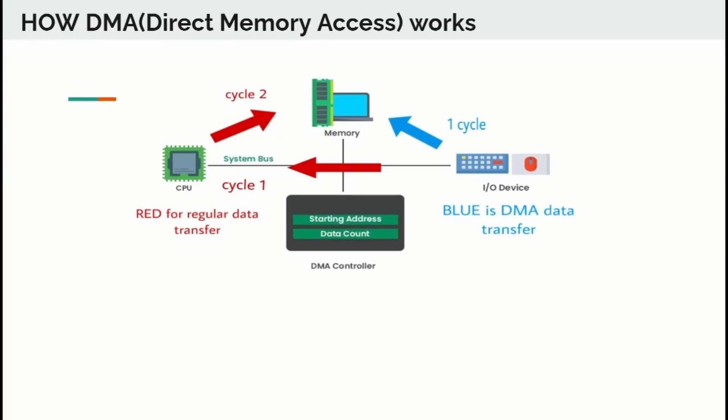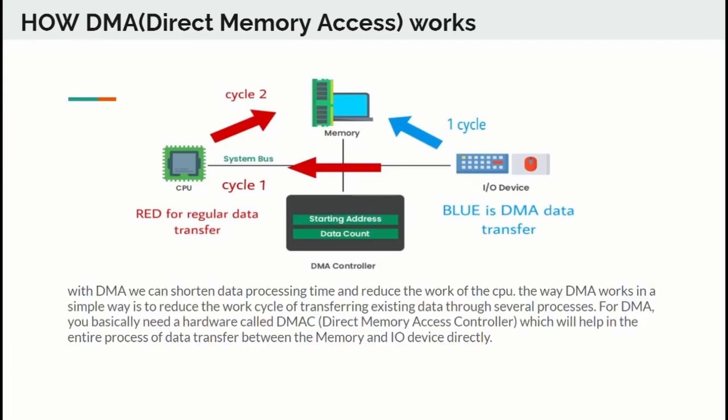the process of data transferring using DMA. In the process using DMA, the I/O device transfers data directly into the memory. It makes the data transfer process only require one cycle to transfer the data. With DMA, we can shorten data processing time and reduce the work of the CPU.